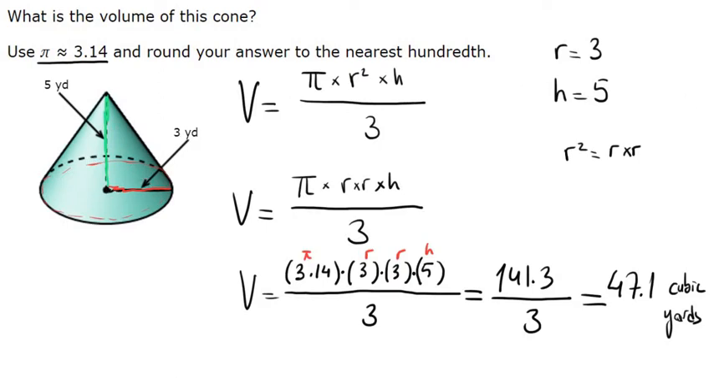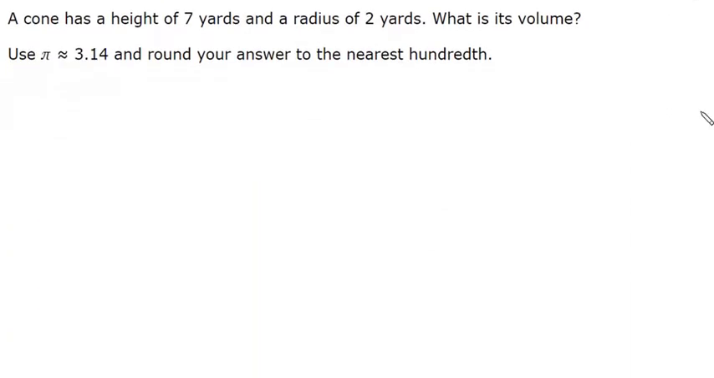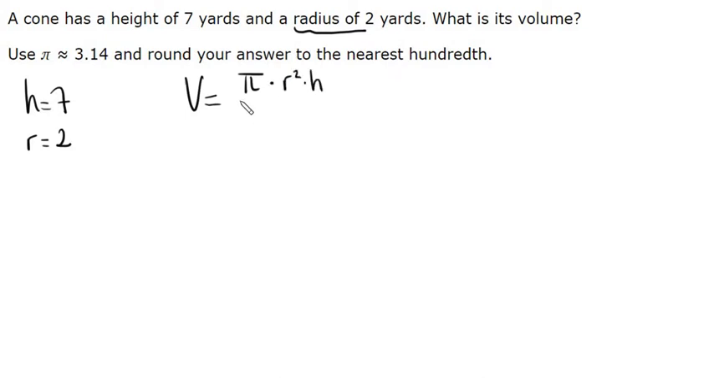Let's do another example. A cone has a height of 7 yards, so h is equal to 7. Let's write all the information that's given. The radius is 2 yards, so r is going to be 2. What's the volume? Let's write the formula for the volume. That's going to be pi times r squared times h divided by 3.